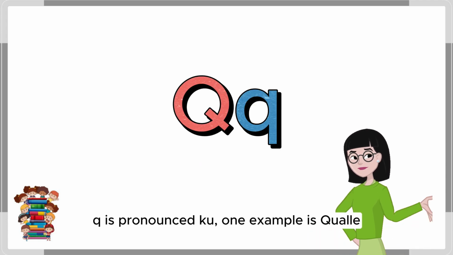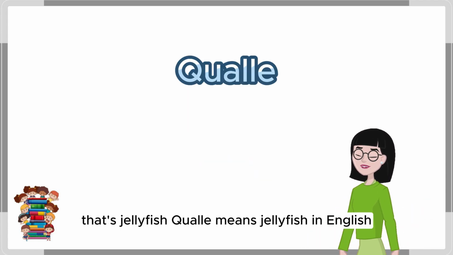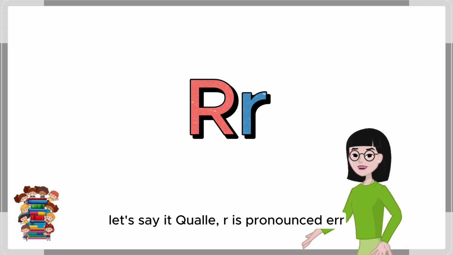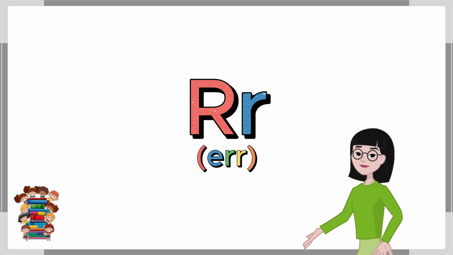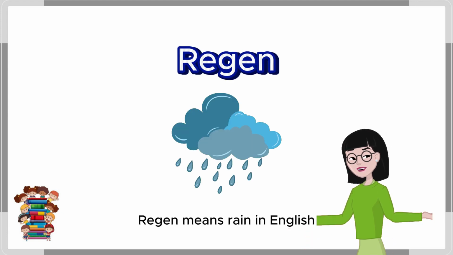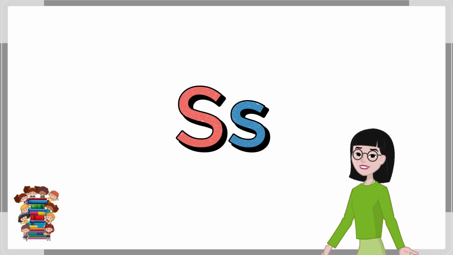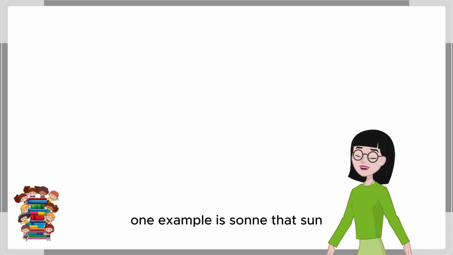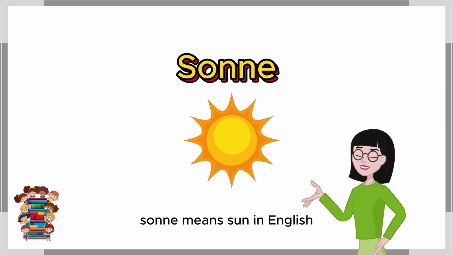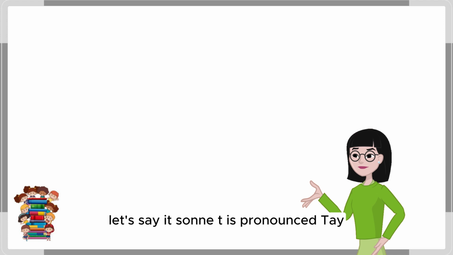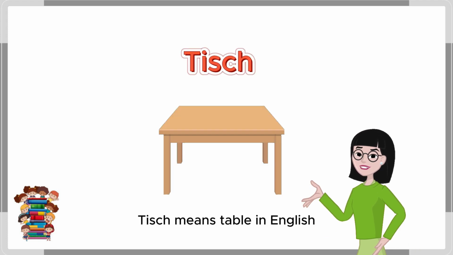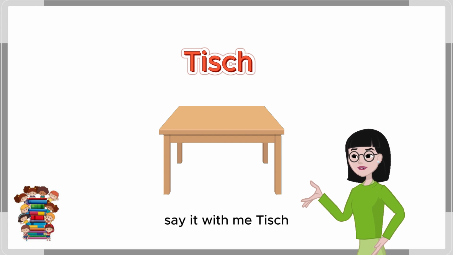Q is pronounced koo. One example is Qualle, that's jellyfish. Qualle means jellyfish in English. Let's say it, Qualle. R is pronounced air. One example is Regen, that's rain. Regen means rain in English. Say it, Regen. S is pronounced ess. One example is Sonne, that's sun. Sonne means sun in English. Let's say it, Sonne. T is pronounced tay. One example is Tisch, that's table. Tisch means table in English. Say it with me, Tisch.